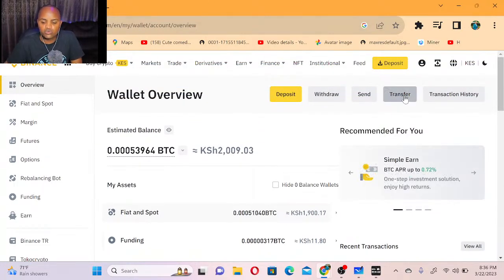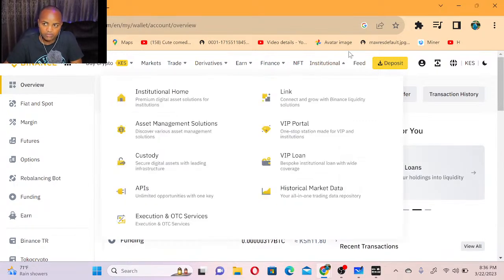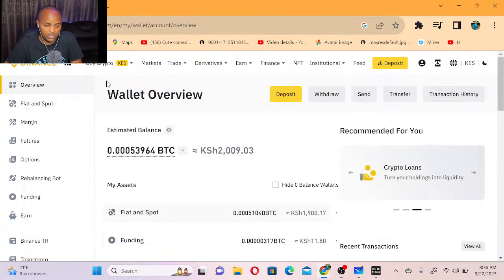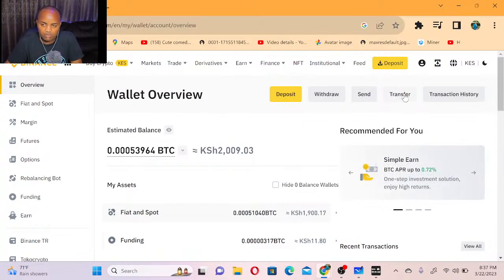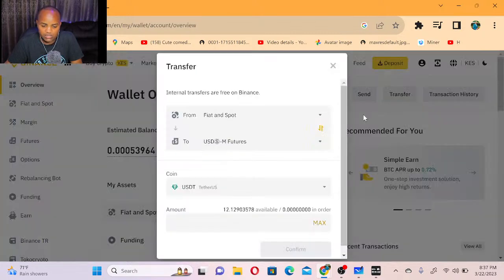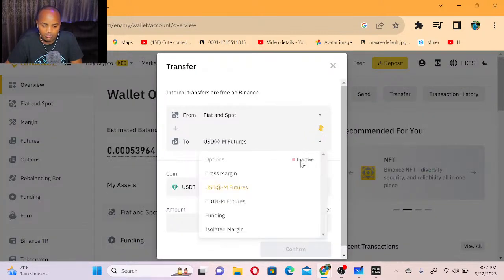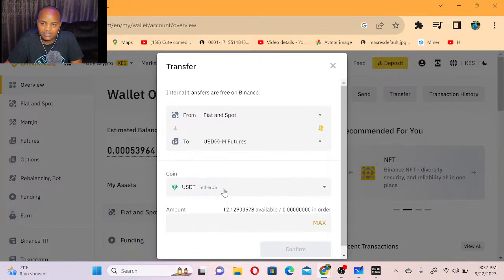First of all, you have to transfer to fiat and spot before transferring. If your money is anywhere, you have to pass through fiat and spot; you cannot transfer directly to any wallet. So if your money is anywhere, you transfer first to fiat and spot. That is for Binance; I don't know about other brokers. So what I'm going to do right over here is click transfer again, and then I'll be transferring to USD futures.